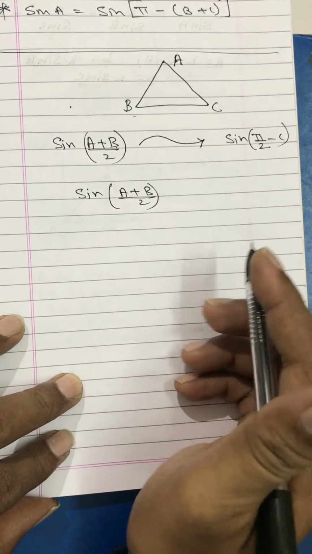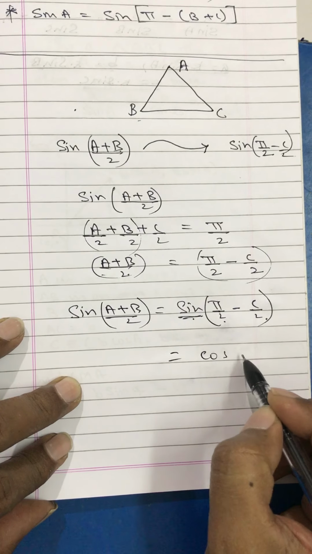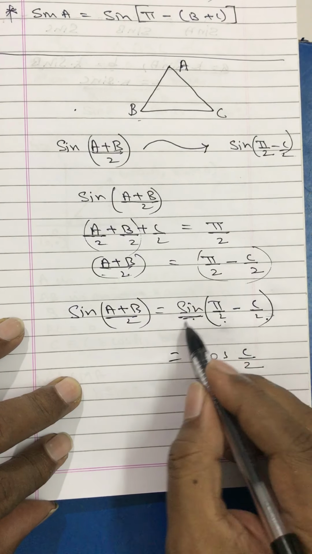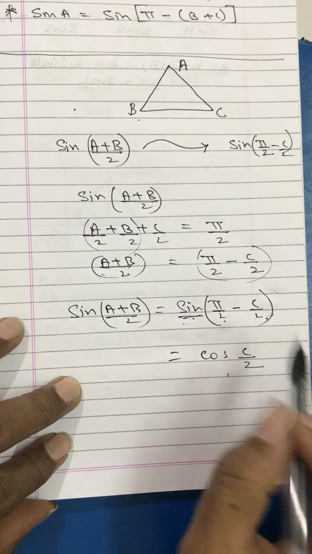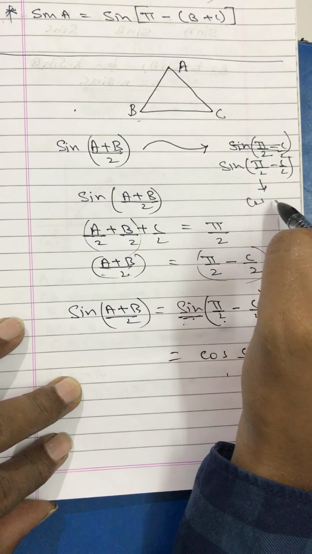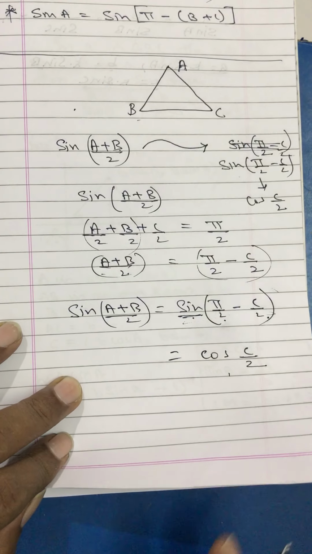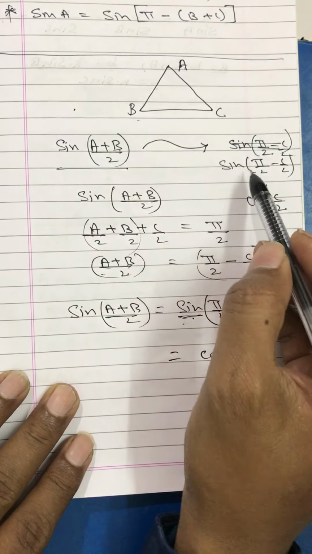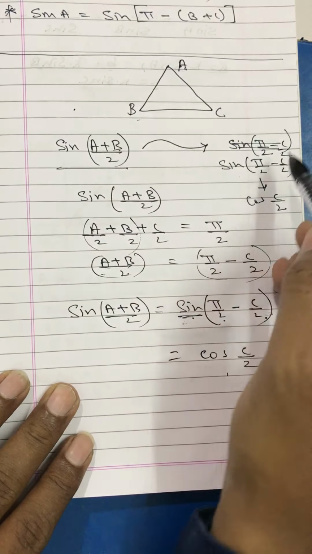And we know that with pi/2 the trigonometric ratio will get converted, so it will become cos C/2, first quadrant, so everything is positive. This is cos C/2. Basically sin((A+B)/2) can be converted to sin(pi/2 minus C/2), which can be converted to cos C/2. Basically the angles A and B are getting converted to C.